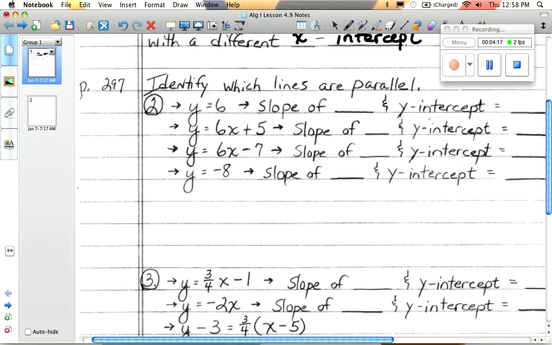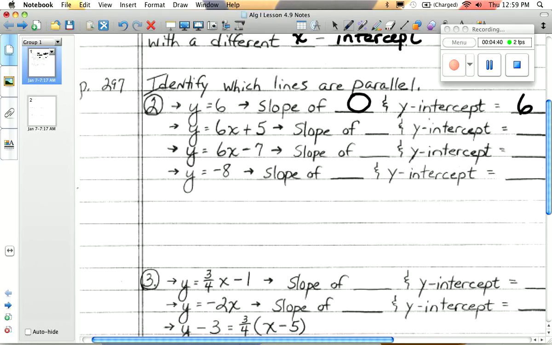So y equals 6. What kind of a line is that? That's a horizontal line. When there's no x's, now we have a horizontal line. So what's the slope of a horizontal line? 0. And what's its y-intercept? 6. It's going to cross the y-axis at 6.